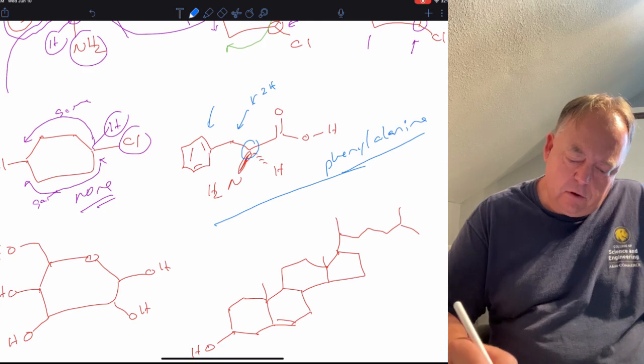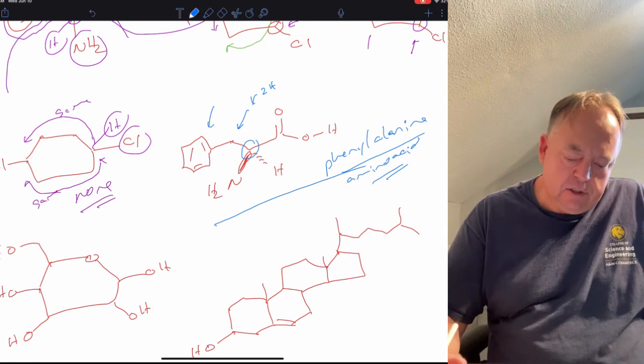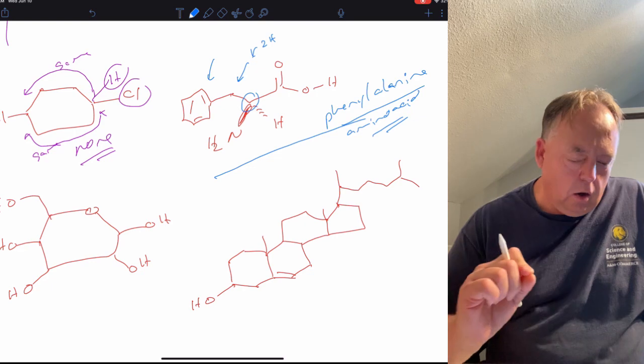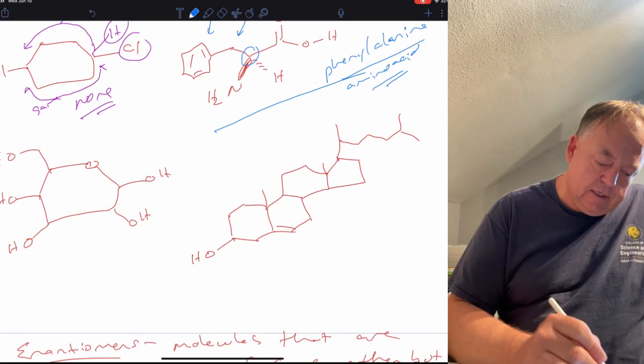Some of you may have heard of it. It's an amino acid. And of course, amino acids are important biologically. It's what proteins are made out of. So you find chirality all over the place in biological chemistry. This will be another example.